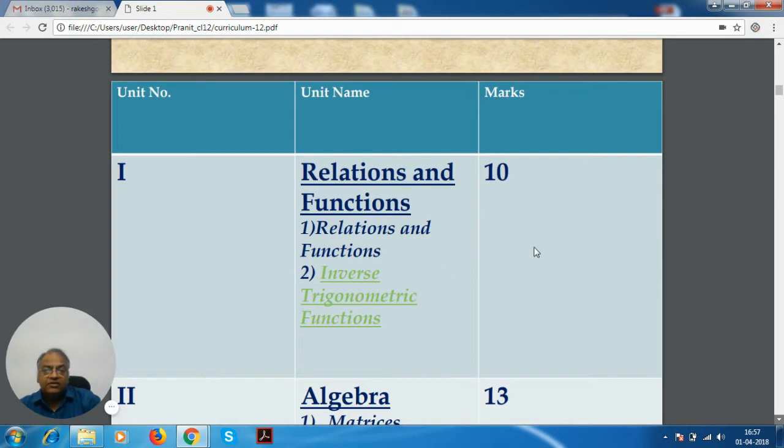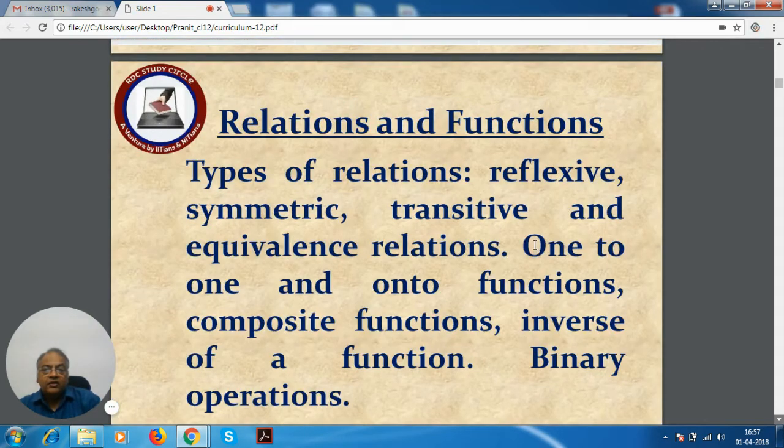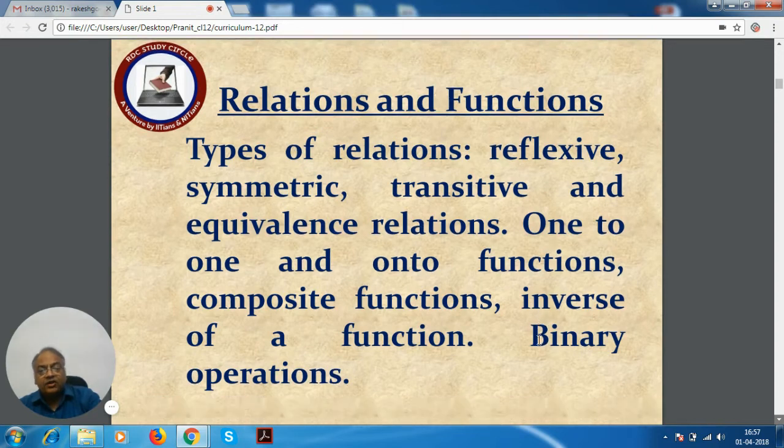Now, relations and functions has various parts. The parts are types of relations, that is reflexive, symmetric, and transitive. If a relation is having all the three types, that is reflexive, symmetric, as well as transitive, it is called an equivalence relation. Then about functions, the types of function are one-to-one and onto. Then you have composite functions, inverse of a function, binary operation.